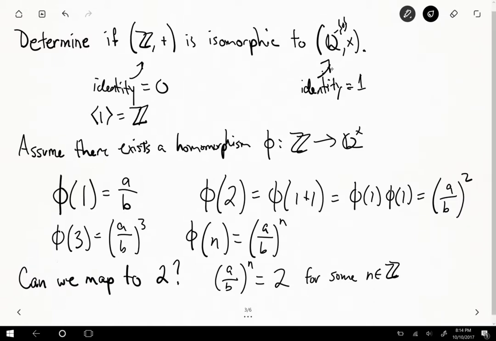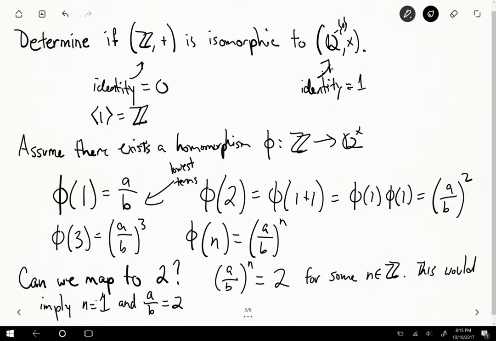Okay, so that means this would imply n equals 1 and a over b equals 2, right? And we can reduce this fraction. So one thing going back here, we can assume that this is in lowest terms and all that jazz. Oh, I say 1. Actually, I should be careful. It should be plus or minus 1.